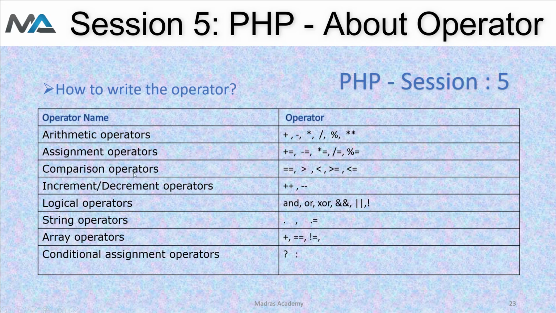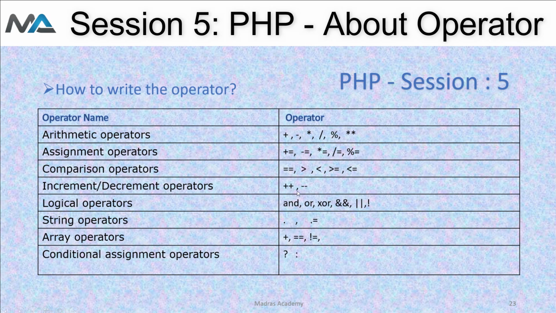Okay. Comparison operator, or we can call it a conditional operator. Here it is equal to, greater than, less than, greater than equal to, less than equal to. Like that we are having operators here. And increment and decrement operator, or we can name it unary operator. Okay, unary operator. Here we are having plus plus, minus minus.